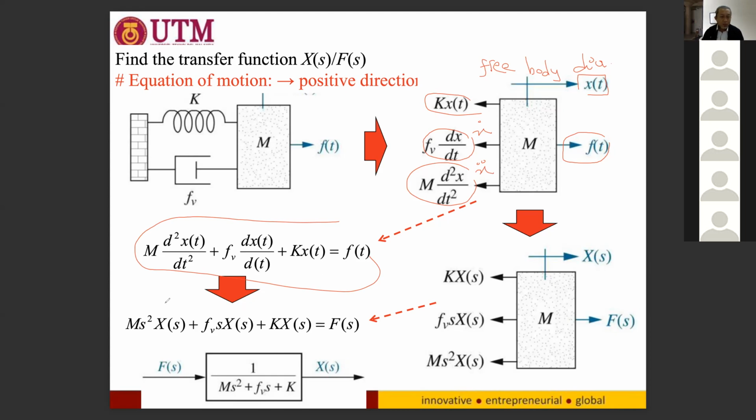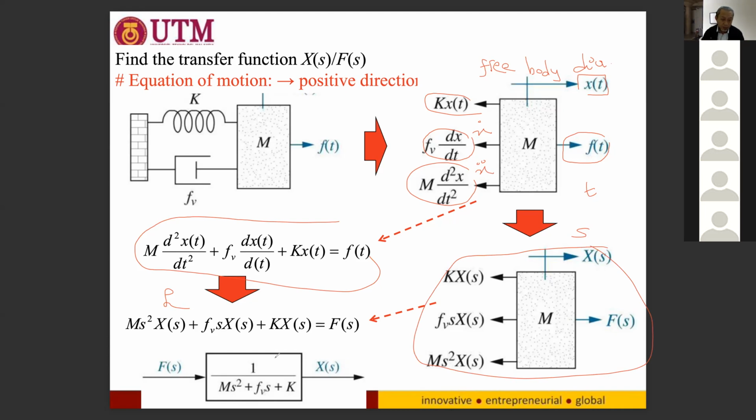Okay, then we apply Laplace transform. When we apply Laplace transform, the mass becomes Ms² X(s), plus Fv s X(s) for the damper, and K X(s) for the spring. So this one is in the time domain and this one is in the s domain. Both are the same, depends on you. If you want to write this one, you need to transform it, or you can simply draw it directly like this, and you get the equations.